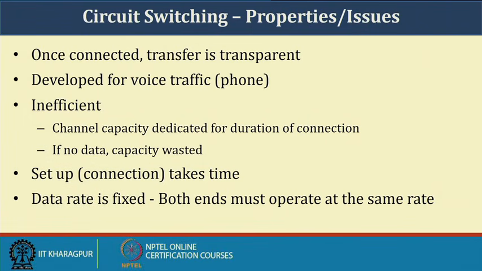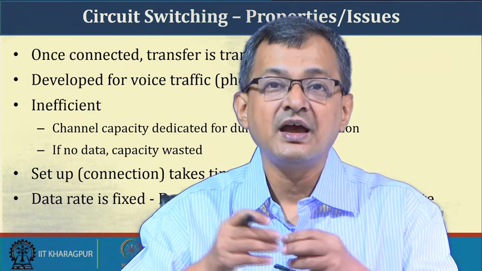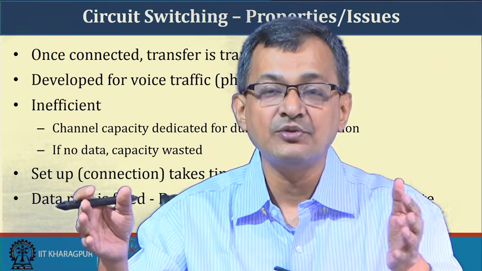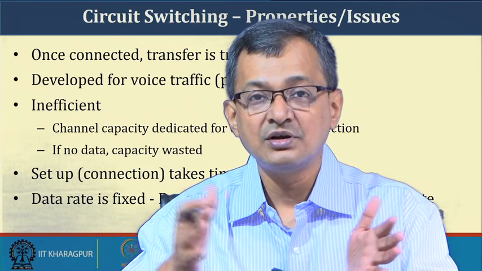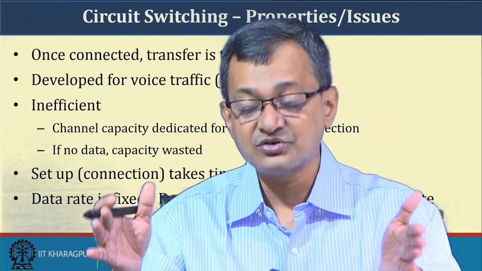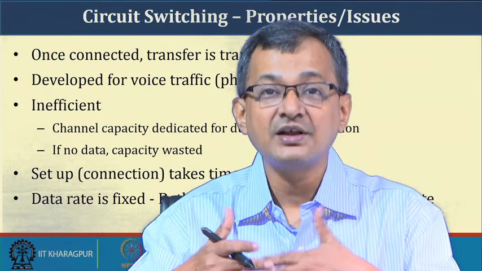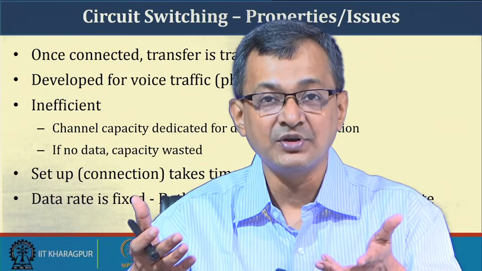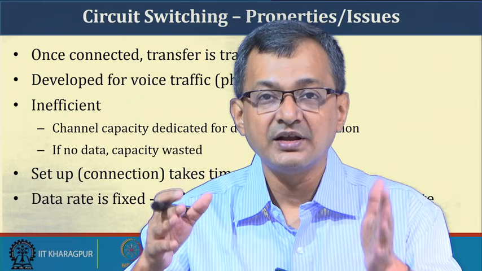Another thing is the data rate is fixed. Both the ends must operate at the same data rate, as it is a dedicated path and the data flows at a particular data rate. So your source and destination data rate should be fixed and must operate at the same data rate. Otherwise, there will be accumulation of the data or overflow of the data, which will adversely affect the connection. So, the data rate needs to be fixed.